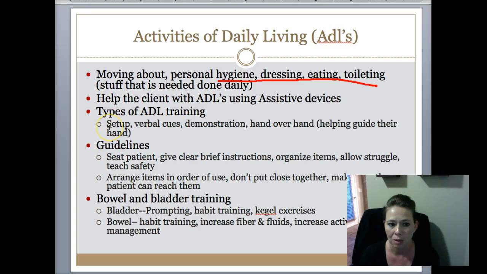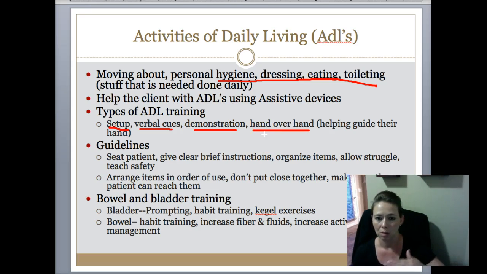Everybody's different, so you might set up one person and the other person might need verbal cues. Maybe the other person needs you to demonstrate for them. And the last way we help train them is hand over hand. That is helping them guide their hand to it. So maybe you're helping them eat, you're guiding their hand to their mouth.